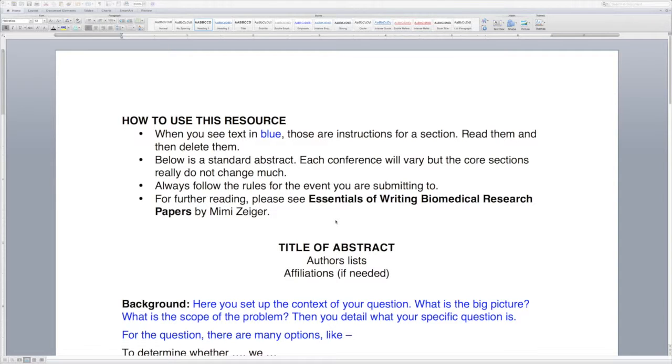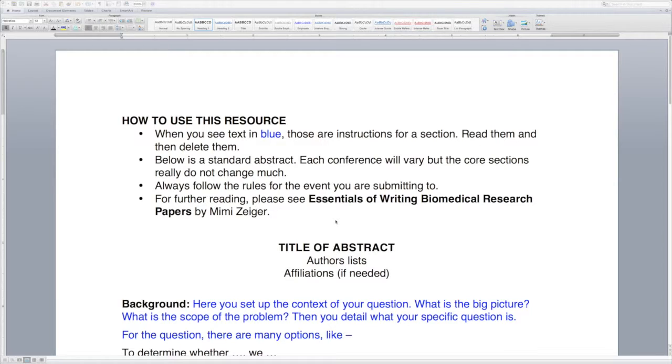So in the text that we're going to use today, if you see blue text, those are instructions and comments about a section. You wouldn't actually use those. You want to use the stuff more in black, standard font that you'll see. We're going to do a basic standard abstract.